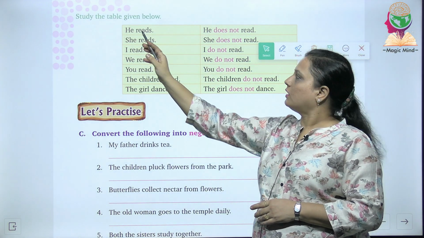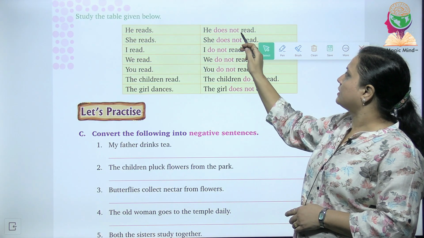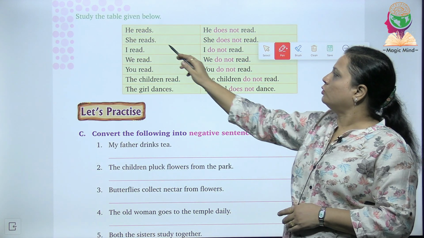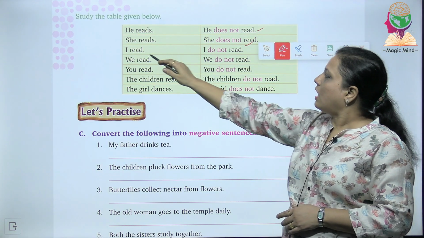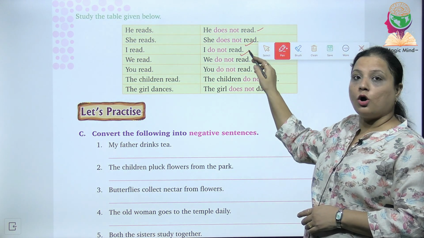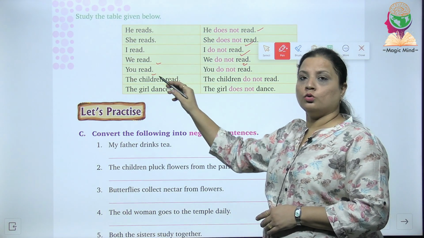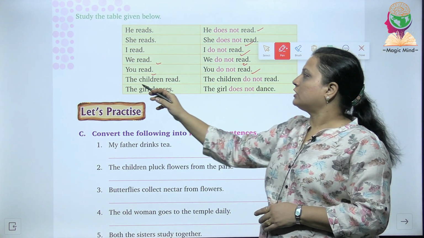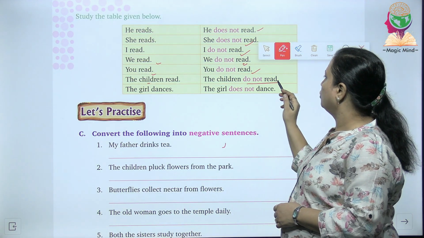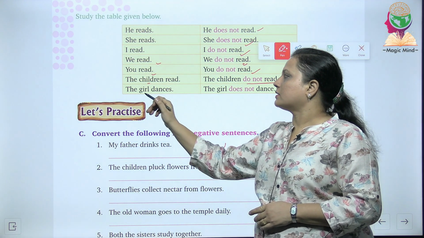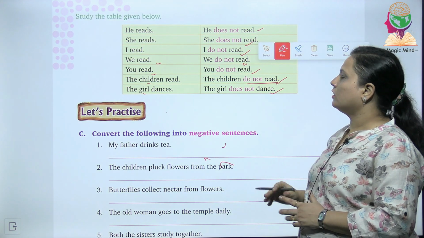The table says he reads, and when it gets changed into a negative form, it will be written as he does not read. When we do she reads, she changes into she does not read. I read gets changed into I do not read. We do not read. You do not read. The children read. Children word is again a plural form. So we will write the children do not read. The girl dances. The girl is a singular subject. So what you will write over here? The girl does not dance.